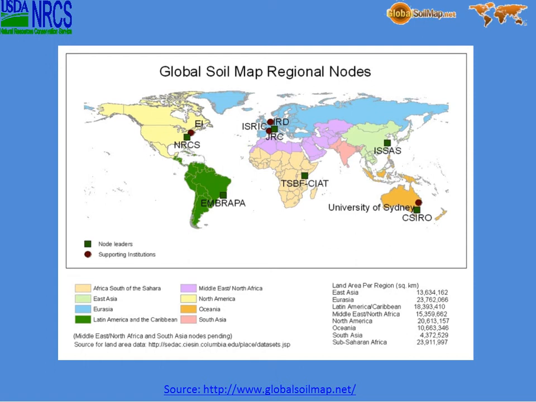So this is a map of the nodes, and you can see that it's basically based on continents, and NRCS is the lead agency for the North American node, which consists of Mexico and Canada and the U.S. Now, we have it pretty easy dealing with three countries when you look at South America that has, you know, in the neighborhood of 20, 25 to 30 countries and trying to pull this information together.